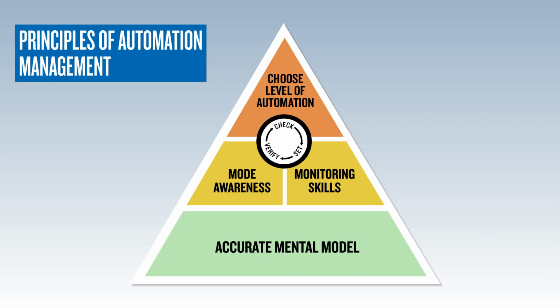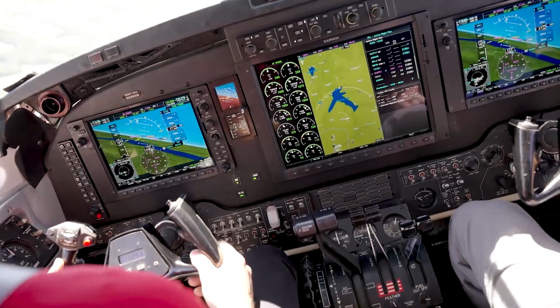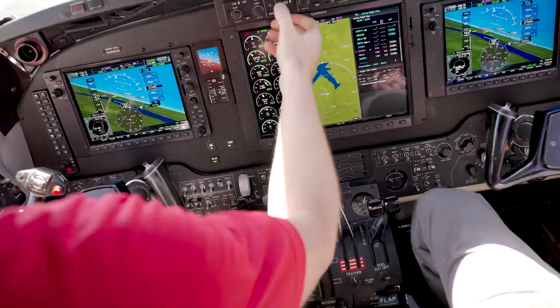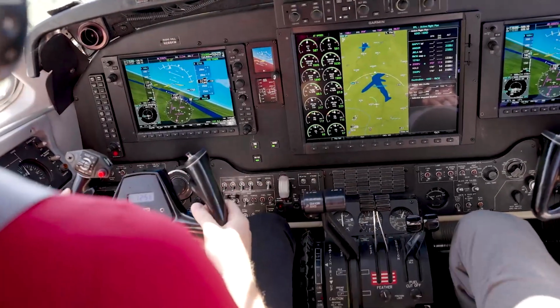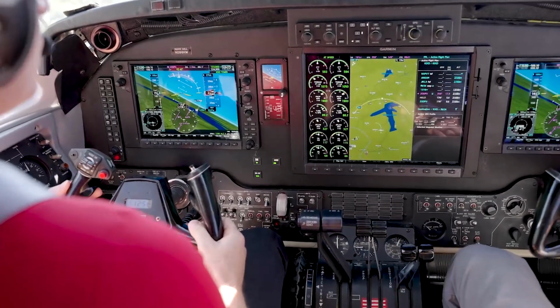Keep in mind, we can't list every possible failure here. Undesired automation states may be subtle. Always follow the principles of automation management and hand fly if necessary. And one last note on intervention. Most of the time, when you fly, you'll be using the automation. Don't let the automation degrade your hand flying skills, which is one of the best parts of flying.